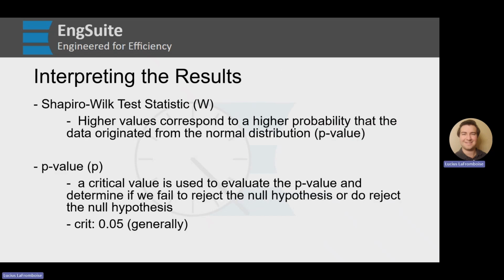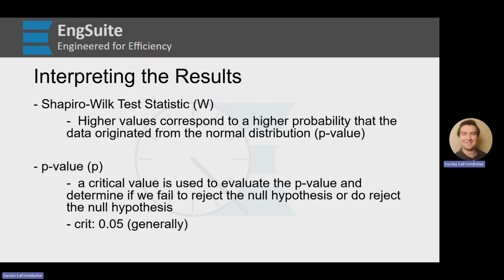So we have our Shapiro-Wilk statistic, we have our p-value. What do they mean? Well, the Shapiro-Wilk test statistic, again, this is an approximation, but it behaves the same way that the Shapiro-Wilk does. So for the Royston Shapiro-Wilk and the Shapiro-Wilk, higher values correspond to a higher probability that the data originated from the normal distribution. That's awesome, just like the Shapiro-Wilk test.